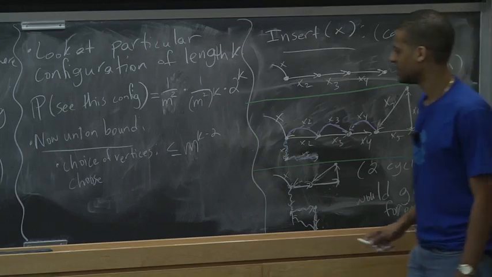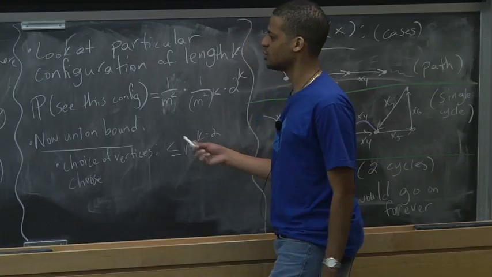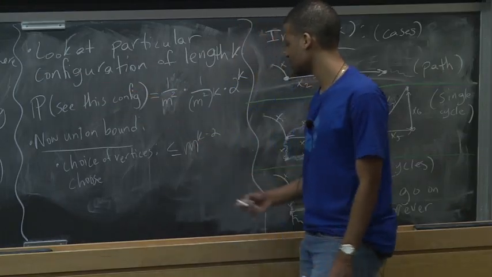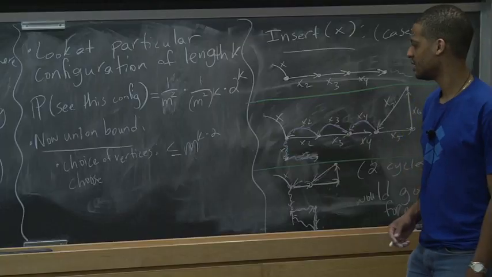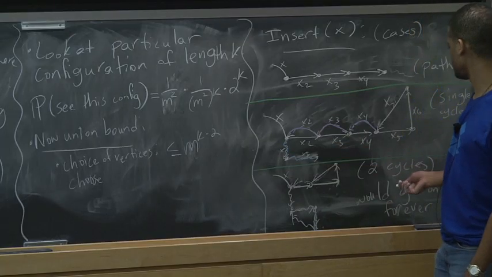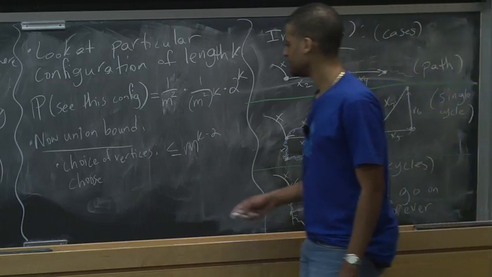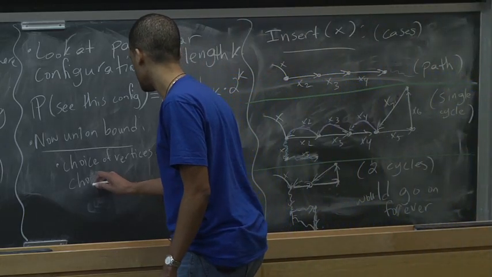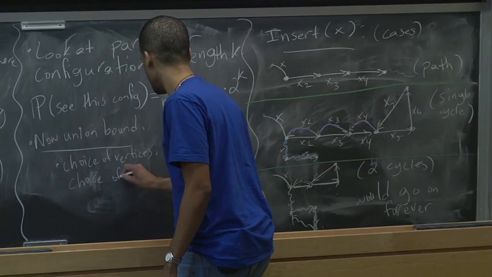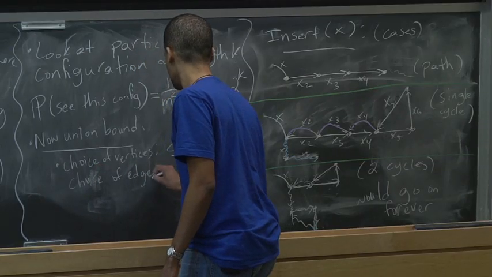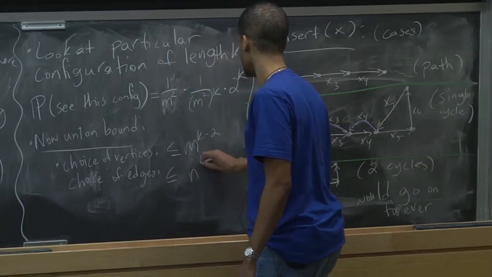Okay. So there are these k minus 2 vertices. We can choose who they all are. So there are at most m to the k minus 2 choices. There's also the choice of who the people on the edges are. So choice of the edges. There's at most n to the k of those.